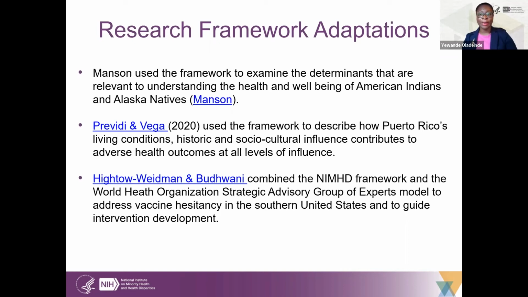The final example is from Haito Widman and Budwani's work. And what they did, which is quite unique, is that they combined the NIMHD framework and the World Health Organization Strategic Advisory Group of Experts model. So they combined two different models to address vaccine hesitancy in the Southern United States and also to guide intervention development. So they did combine two different frameworks and they used specific aspects of the NIMHD framework in their work.